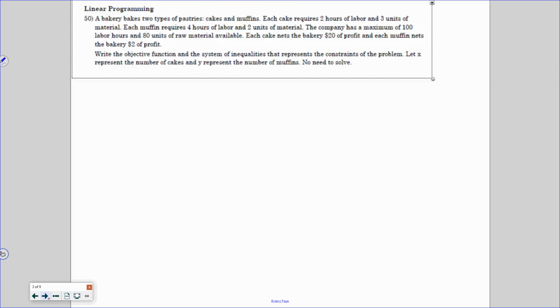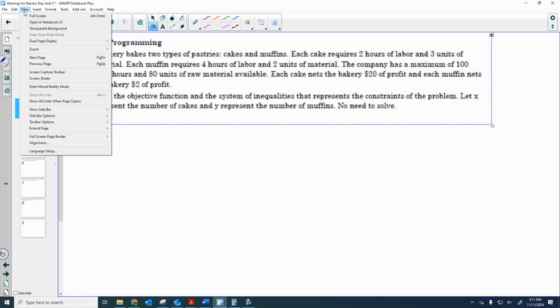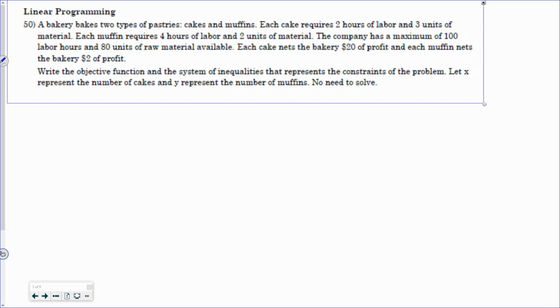All right. Next one. Linear programming problem, number 50. For this one, we're told a bakery bakes 2 types of pastries, cakes and muffins. Each cake requires 2 hours of labor and 3 units of material. Each muffin requires 4 hours of labor and 2 units of material. The company has a maximum of 100 labor hours and 80 units of raw material available.